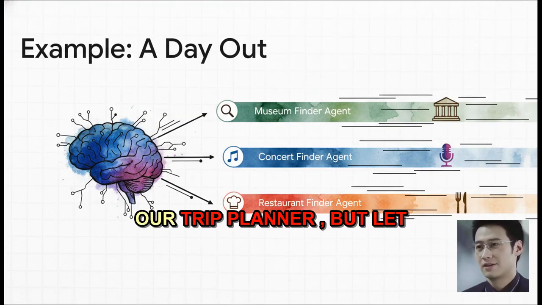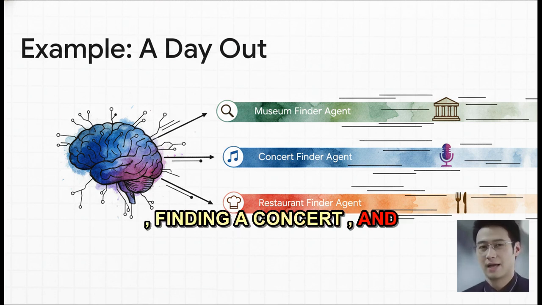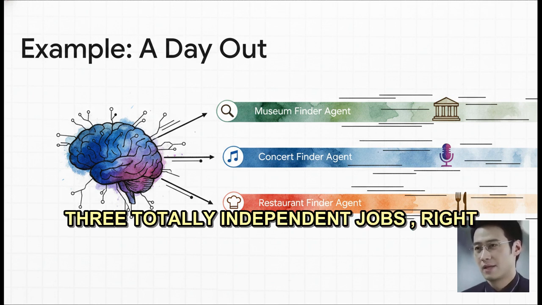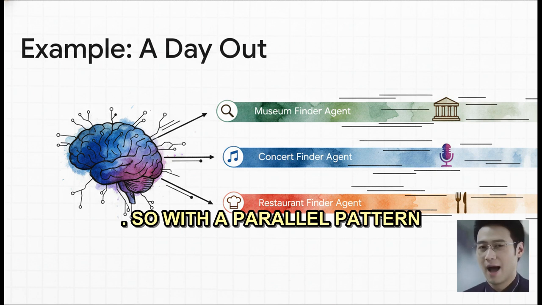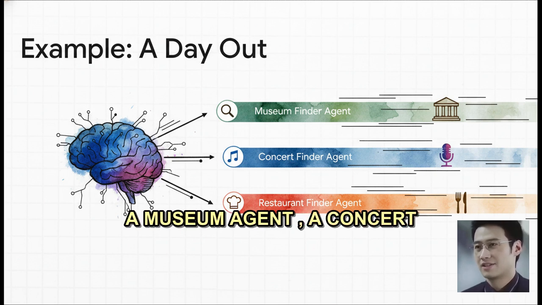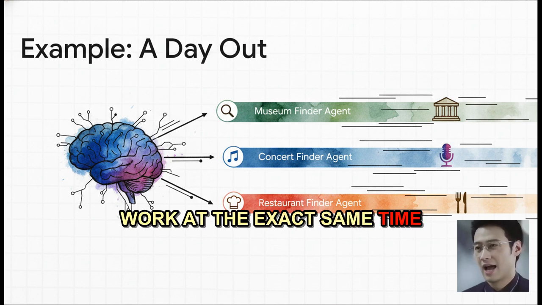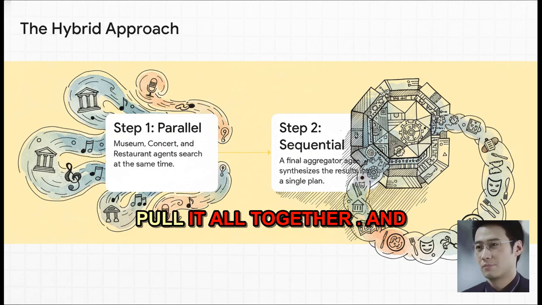Let's go back to our trip planner, but let's make it a full day out. Finding a museum, finding a concert, and finding a restaurant. Those are 3 totally independent jobs, right? You don't need to find the museum before you can start looking for a concert. So with a parallel pattern, you can just spin up a museum agent, a concert agent, and a restaurant agent, and have them all get to work at the exact same time. Of course, once all those agents find their results, you need a final step to pull it all together.